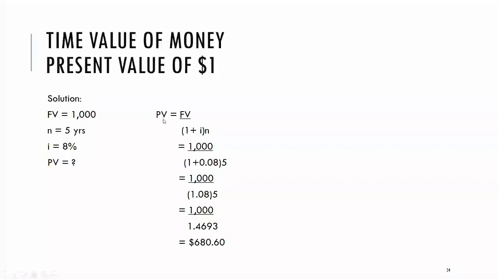This is the formula. Present value equals future value divided by (1 + i) to the power n. So you need to invest $680.60 to get $1,000 in 5 years' time at the rate of 8%.